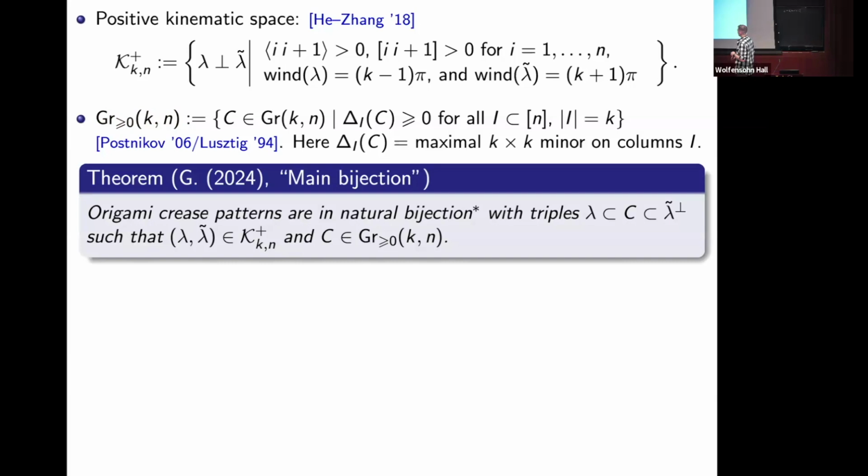The main result is that there is a simple bijection between origami crease patterns that I defined on the first slide, and triples lambda inside of C inside of lambda tilde perp, where lambda and lambda tilde belong to the positive kinematic space, so they satisfy the winding number conditions and these positivity conditions. And C is any totally non-negative k-plane that has to fit in between lambda and lambda tilde perp.